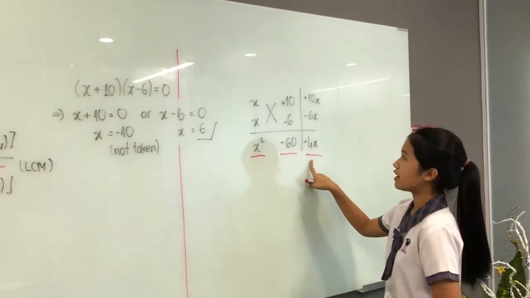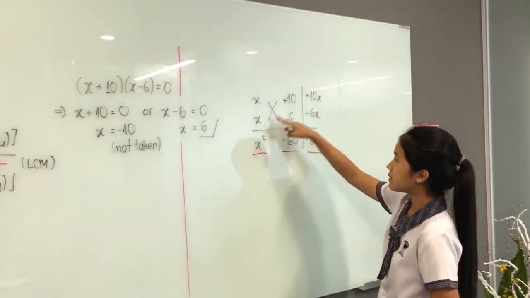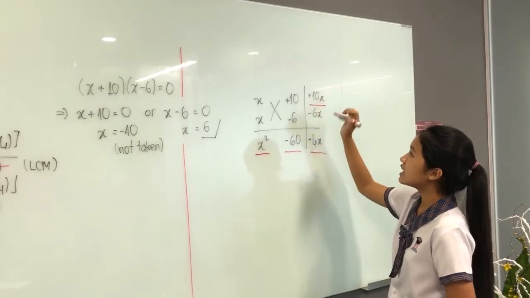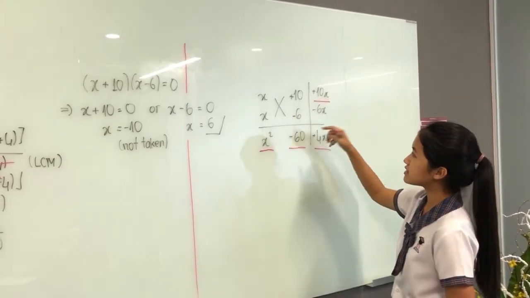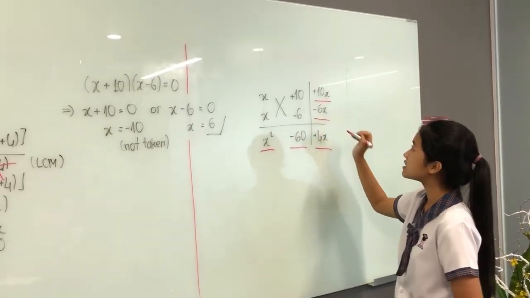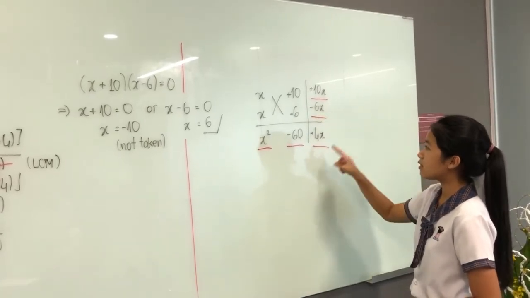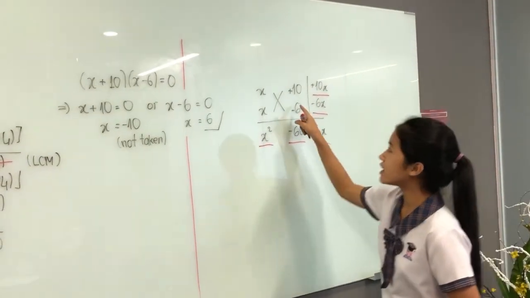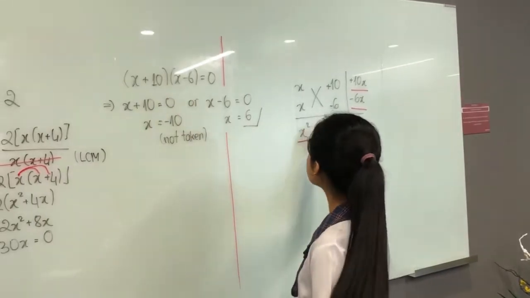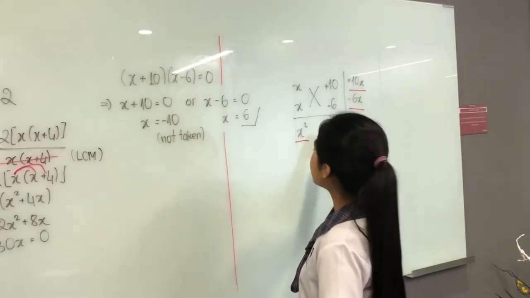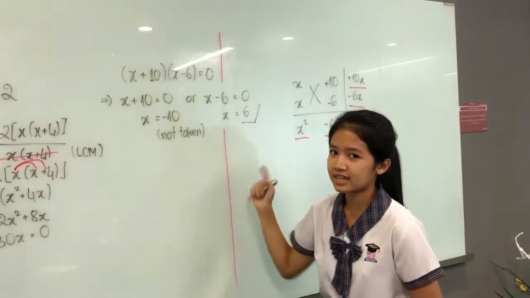to get plus 4x. So if we multiply x by plus 10, we get plus 10x. And if we multiply x by negative 6, we get negative 6x. And 10x minus 6x equals plus 4x. So we need to put x plus 10 here and x minus 6 after the x plus 10.